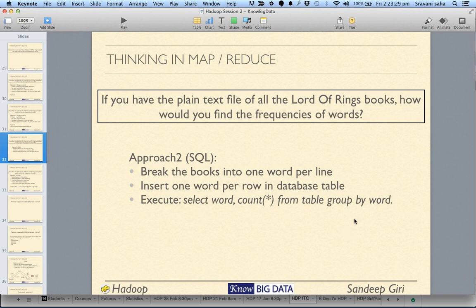So the split would work on that much line. Yes, Pavan. All right. So look at this approach and look at it closely.